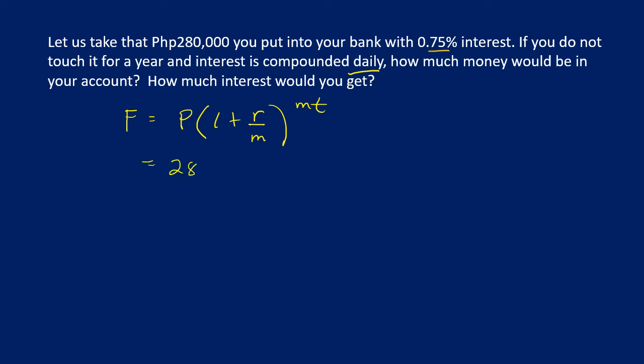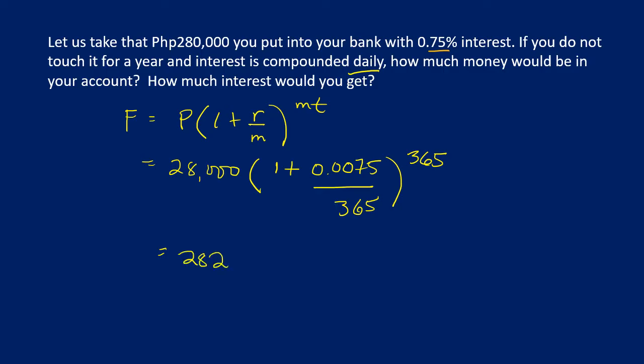Our principal amount is 28,000 times 1 plus 0.75%, but in decimal form. The number of periods is 365. And then 365 times 1. So when you use your calculator, you will end up with 282,107.87. So meaning to say, our interest is 2,107.87.